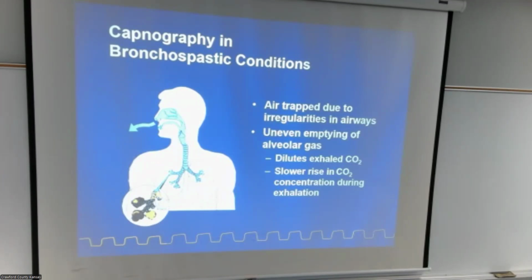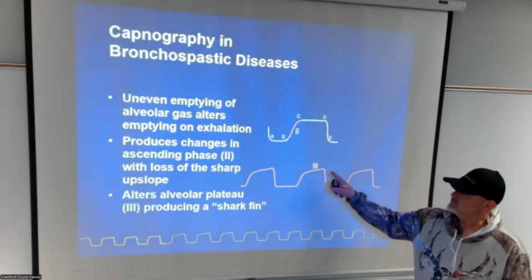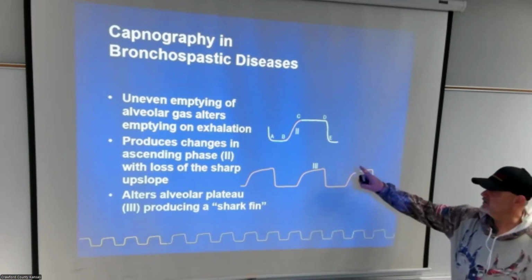So on bronchospasm, air trapping due to irregular airways, uneven emptying of the alveoli, gases dilute exhaled CO2, and there's a slower rise in CO2 concentration during exhalation. Once again, still air trapping. It's going to come up, and you're going to have the shark fin style waveform. This shows you again throughout the phases the uneven emptying going on, which produces the change in phase 3. This is our slope where we're having the unemptying that's not normal, the altered alveolar plateau. And of course, it makes the shark fin, and then we take inhalation.